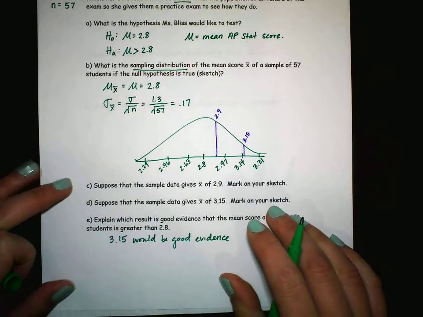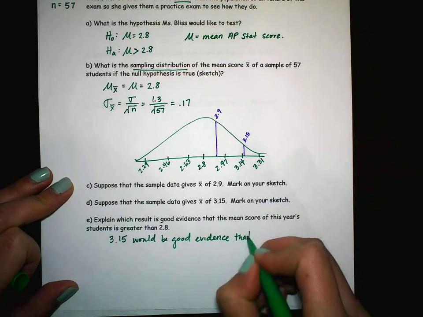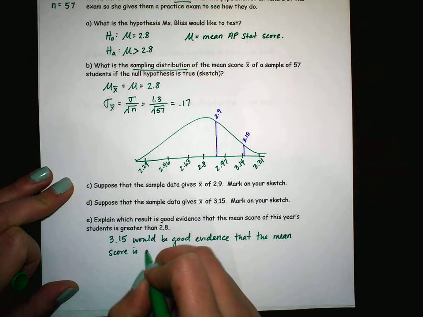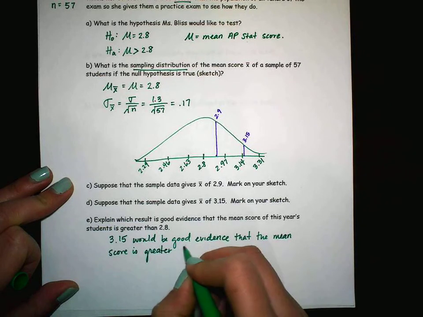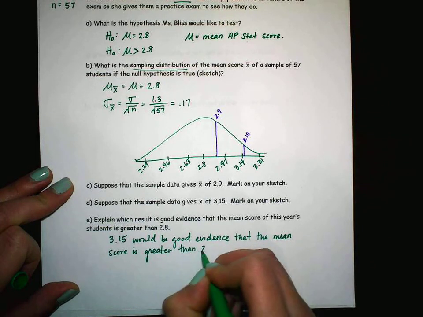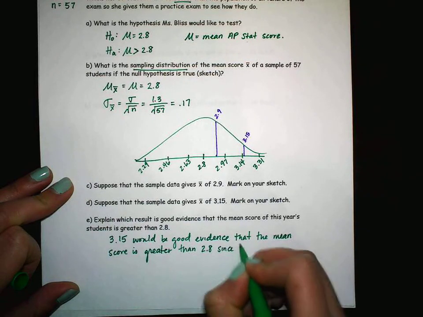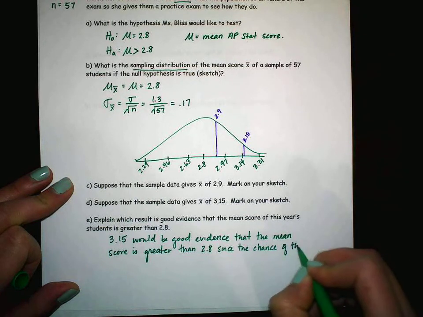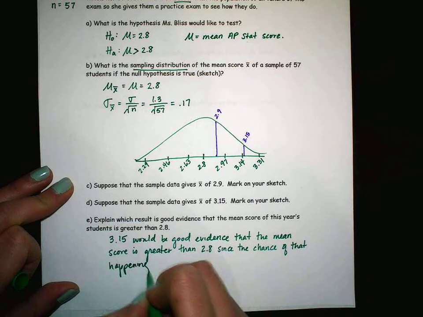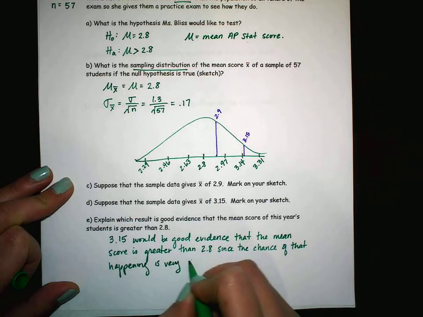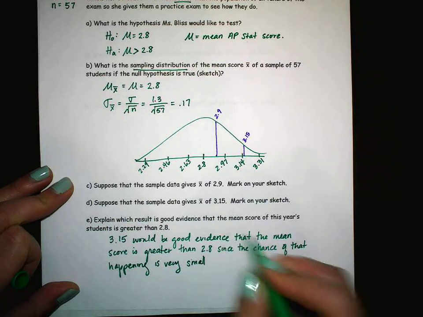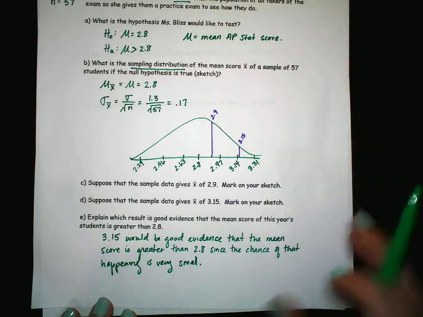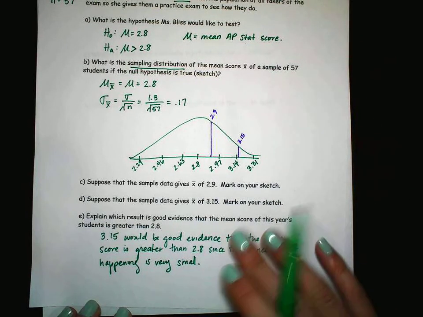Good evidence that the mean score is greater than 2.8, since the chance of that happening is very small. All right, so it's the chance of that happening, meaning getting 3.15 as the mean. All right, so on to the back.